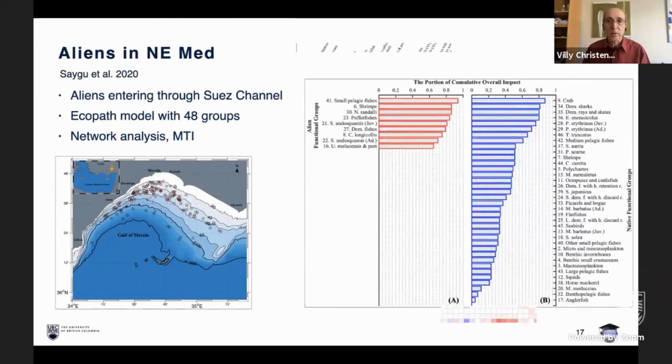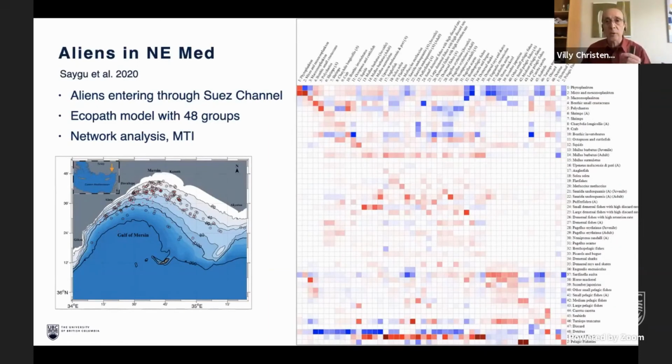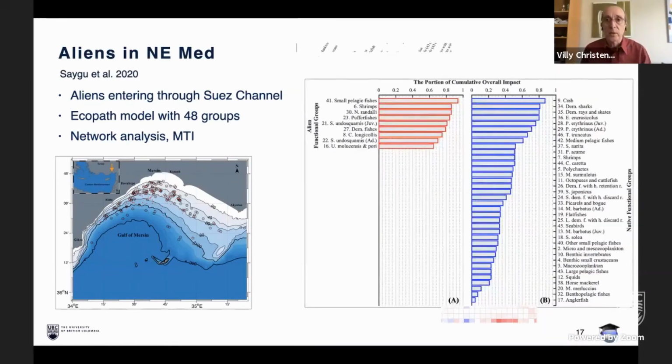In this case here, what they summed up was, on the left here in the red, you see the cumulative impact. It's derived from here, summing up all these impacts, where in rows you have the impacting species, and in columns the impacted species. So you can sum this up down the rows and see how big an impact the various groups have. In this case, the alien species, the invaders, have had a very big impact on the ecosystem. That's clear from just looking at the food web.